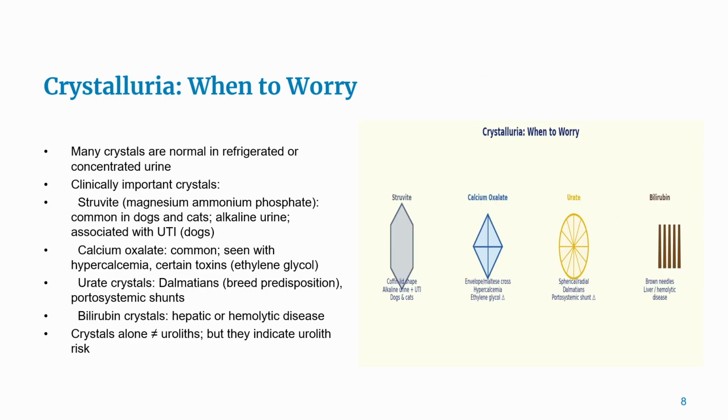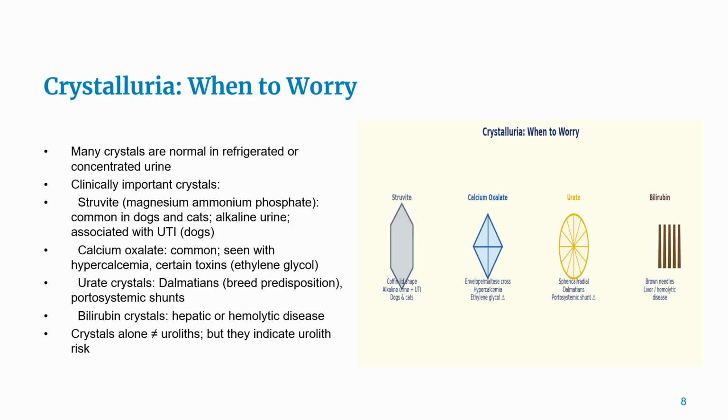Crystals in urine are common and often not clinically significant on their own, especially in refrigerated samples, where crystals precipitate out even from normal urine. But certain crystals are red flags. Urate crystals in a dog that isn't a Dalmatian should immediately make you think about a portosystemic shunt. They form because the liver isn't processing purines properly.